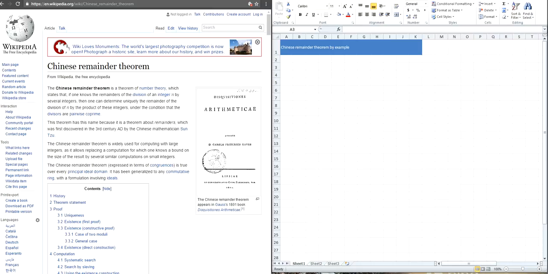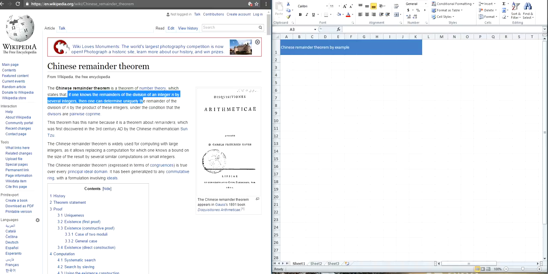Hi, today I'm going to talk about Chinese remainder theorem. According to Wikipedia, it states that if one knows the remainders of the division of an integer n by several integers, then one can uniquely determine the remainder of the division of n by the product of these integers, provided certain conditions are true, namely provided the divisors are pairwise co-prime.